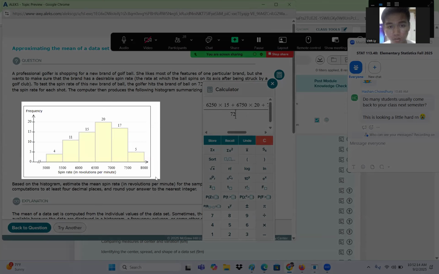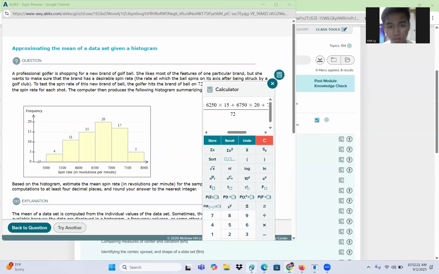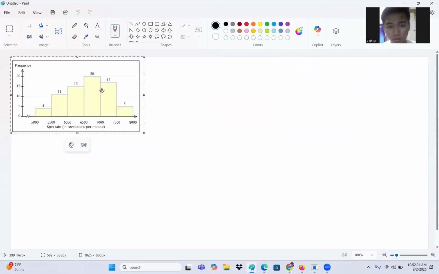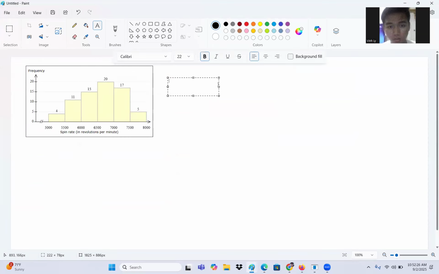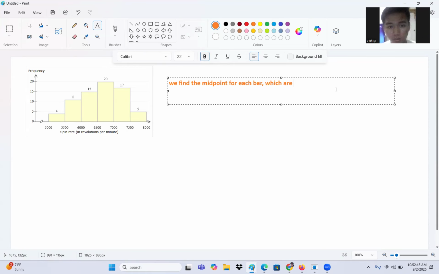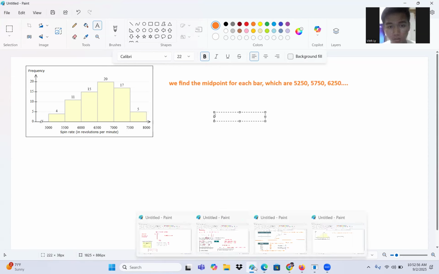I'm so sorry. I think you should pay attention to this question, like I said, not the other question. So first, we find the midpoints of each bar, which are like 5,250, 5,750, 6,250, and so on and so forth, right? And then you can do the math for this later on.